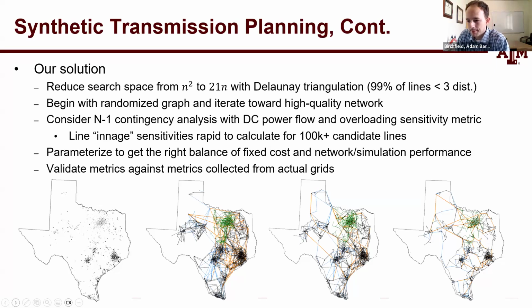You have to parameterize this model to get the right balance between the fixed costs and the network and simulation performance, so that we end up with a realistic grid. But overall, the algorithm is pretty successful at achieving that with the right parameters. And then at the end, we want to make sure we validate the metrics that we want to meet against the ones collected from actual grids.